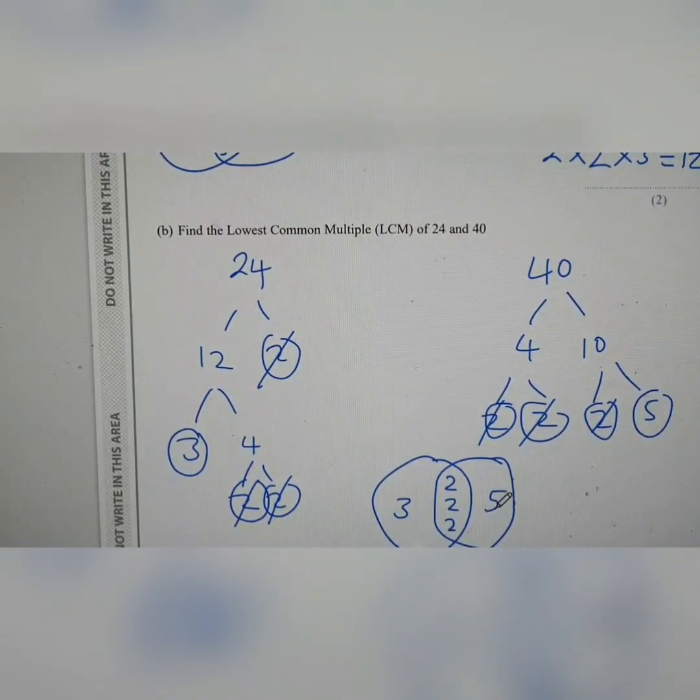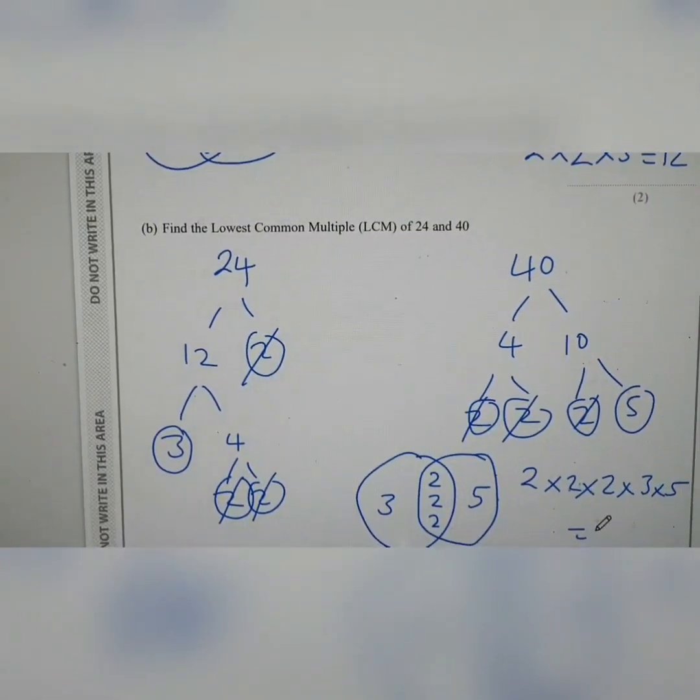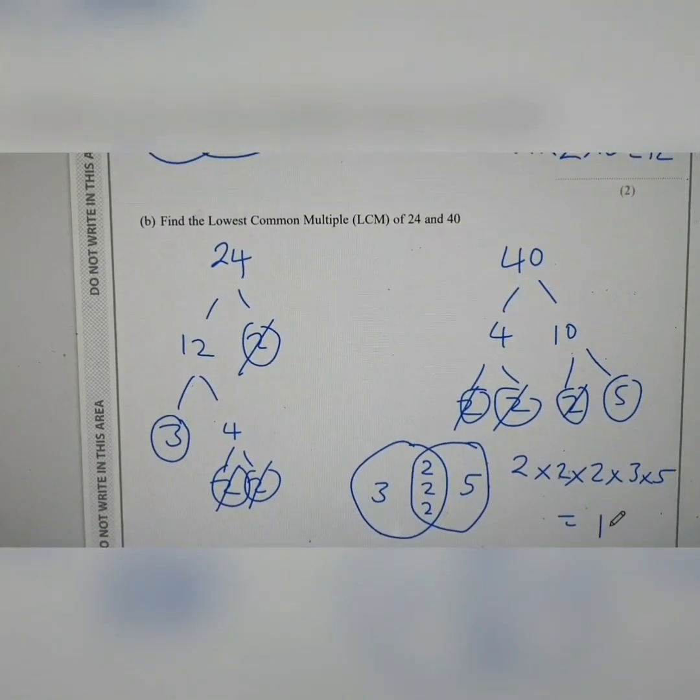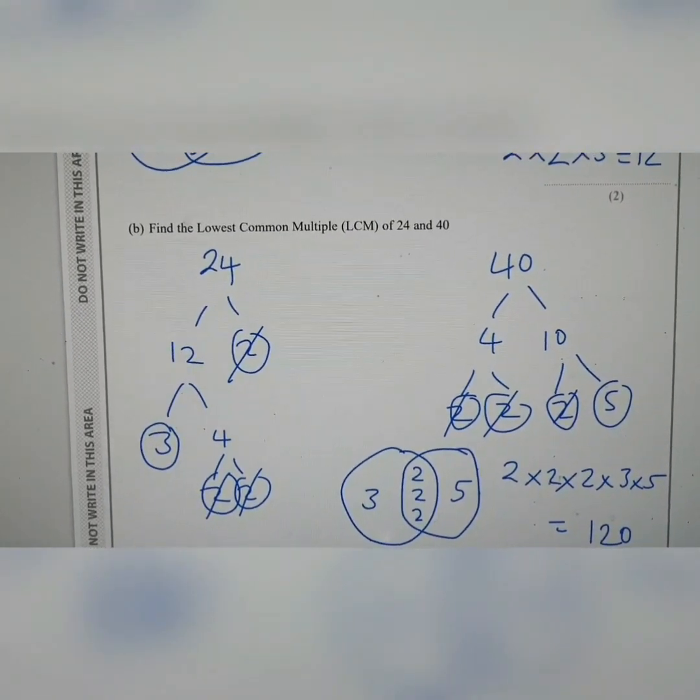So the difference between finding the lowest common multiple in a Venn diagram and finding the highest common factor is that when you're finding the lowest common multiple, you need to multiply all the numbers in the Venn diagram. So 2 times 2 times 2 is 8, times 3 is 24, 24 times 5. So I'm just going to write that down. 2 times 2 times 2 times 3 times 5 equals 120.